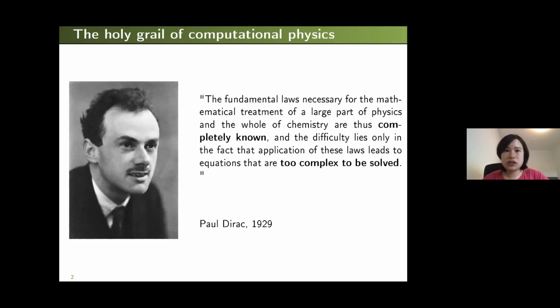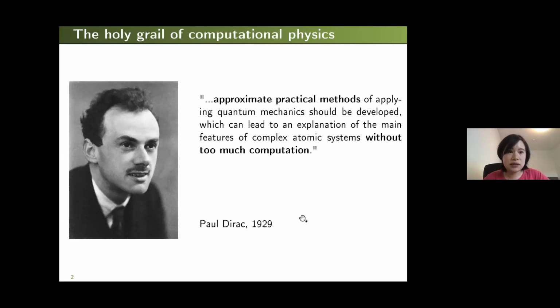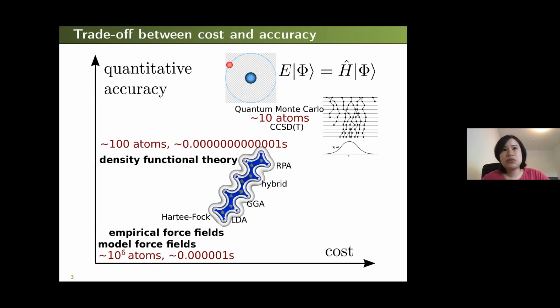So what is the biggest question? What is the biggest problem that we are trying to tackle when it comes to computational physics or computational chemistry? Actually, the answer was already given by Paul Dirac almost 100 years ago. Paul Dirac said the fundamental laws that are necessary for us to understand and to model our systems are almost completely known. Namely, he was referring to the Schrodinger equation back then. But the problem is that solving these equations is just too complicated and too computationally expensive. So what is the solution? Again, according to Dirac, the solution is to develop approximate methods so that we can solve those equations in tractable time.